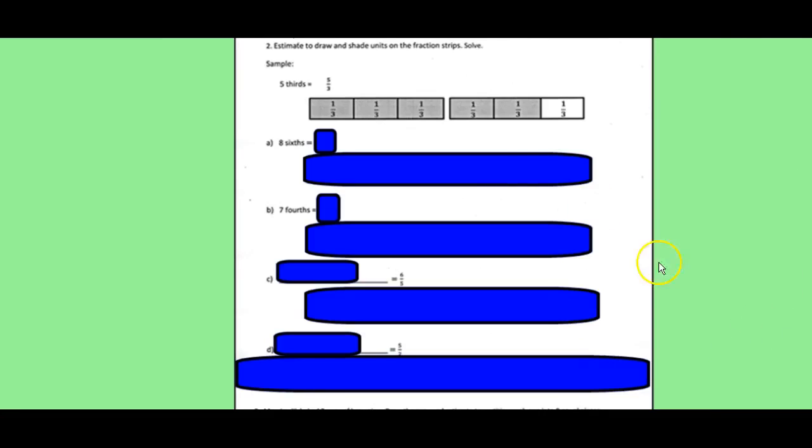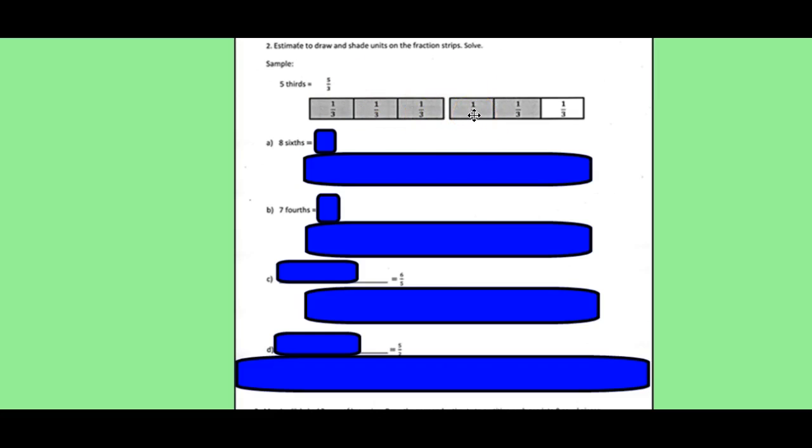Okay, on the back, it says estimate to draw and shade units on the fraction strips and then solve. And what it means by solve is you'll have to tell what it is equal to. So as the sample, they have 5/3, and the way that we write 5/3 using numbers is with a 5 on the top as the numerator and a 3 on the bottom as the denominator. And since the 3 is the denominator, we know that our whole is going to have 3 different parts. And since we're working with fractions that are bigger than one whole, we're going to have 2 different wholes for this one.